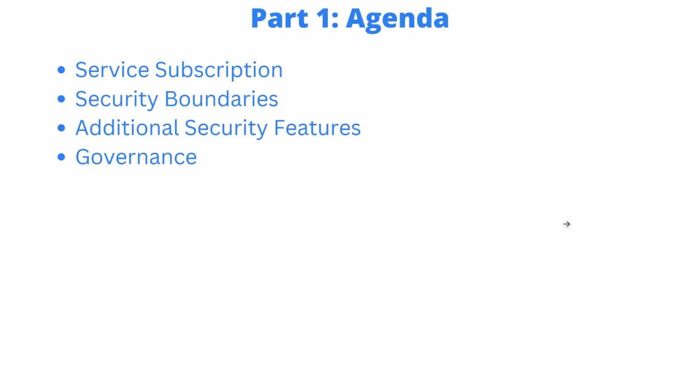So we're going to start with service subscription. Really what this comes down to is multi-tenant versus single tenant. We're going to talk a little bit about security boundaries, where data lives, and how you control that data or execution. I'll also talk a little bit about additional security features and governance.